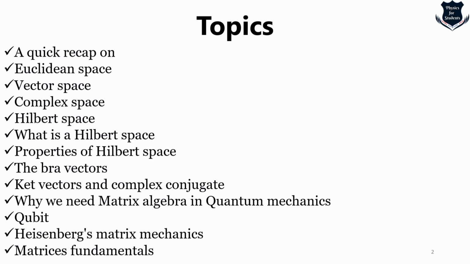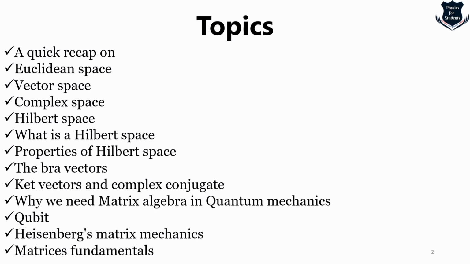First we will do a quick recap for those who have missed the earlier video, although I have given the entire playlist in the I button, but still a quick recap is good on Euclidean space, vector space, complex space and Hilbert space. We are also going to look at what a Hilbert space is, because the entire quantum mechanics revolves around Hilbert space. What are the properties, the bra vectors, the ket vectors, and how do they come in terms of complex conjugate, why we need matrix algebra in quantum mechanics, the concept of qubit, Heisenberg's matrix mechanics, and some of the matrix fundamentals. So these are the topics that we are going to cover.